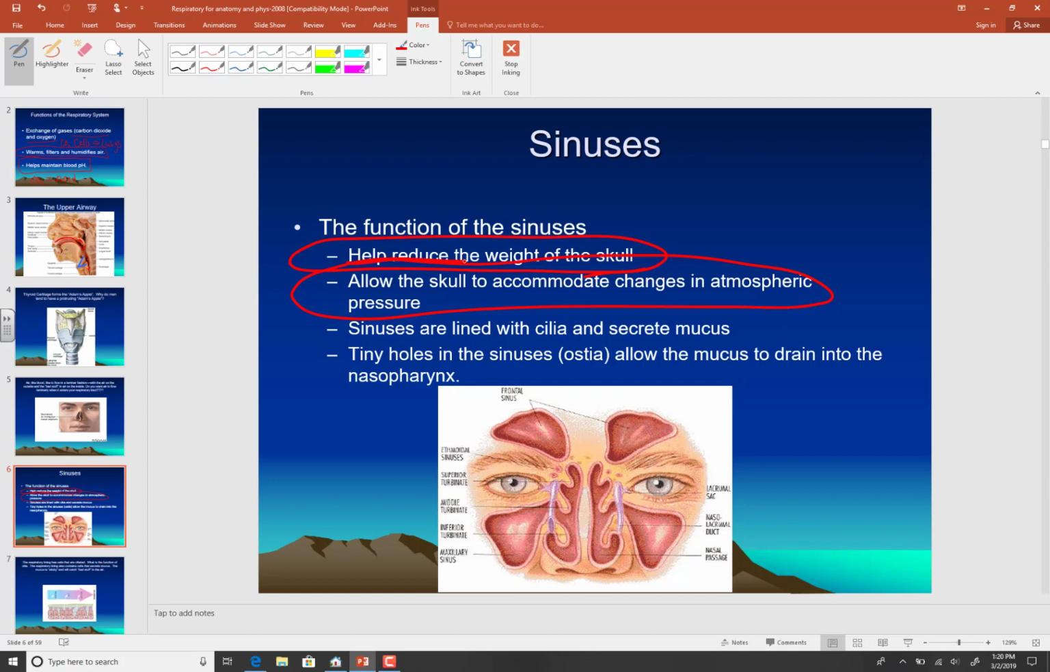And this is critical. The lining of the sinuses is similar, if not identical, to the lining of the respiratory tract, meaning it has goblet cells that secrete mucus, and it is ciliated. And there are also tiny holes in your sinuses that allow mucus to drain into the nasopharynx. So if you get sinusitis, basically what happens is that very vascular lining within the sinuses becomes inflamed, all the arteries dilate, they block off the ostia, you still continue to produce the mucus, but you can't drain it, hence the sinus pressure and pain.